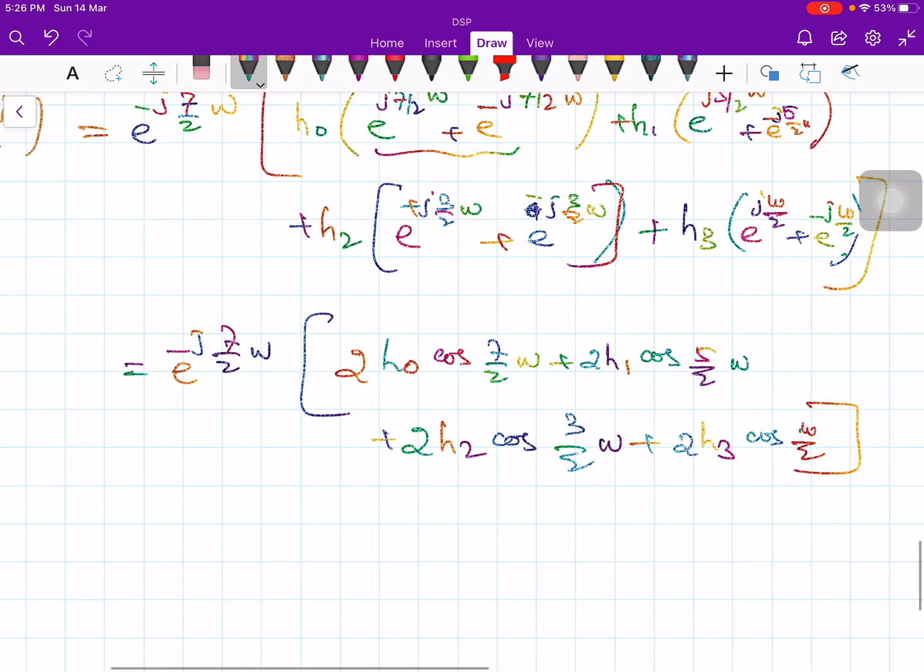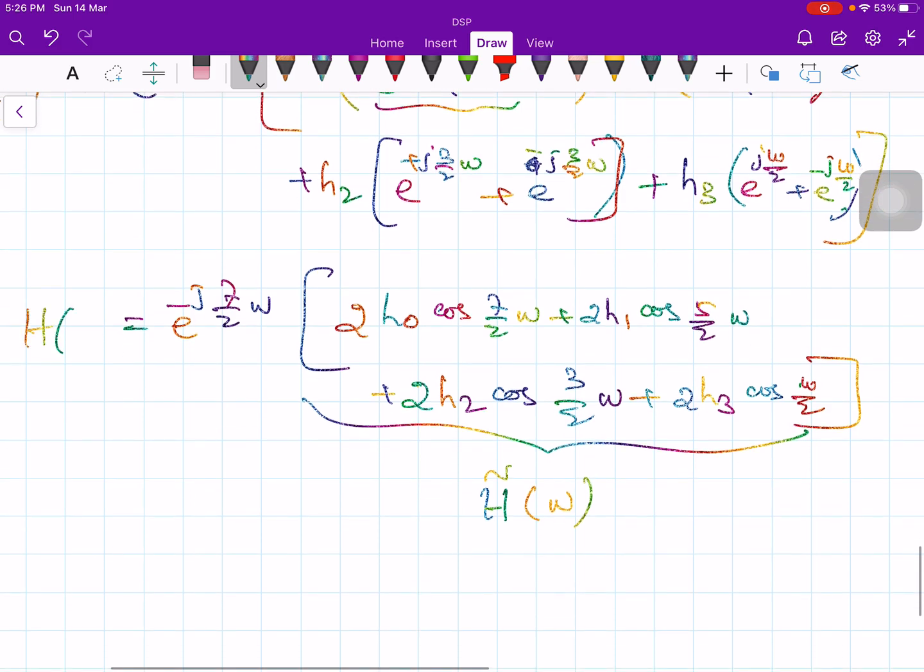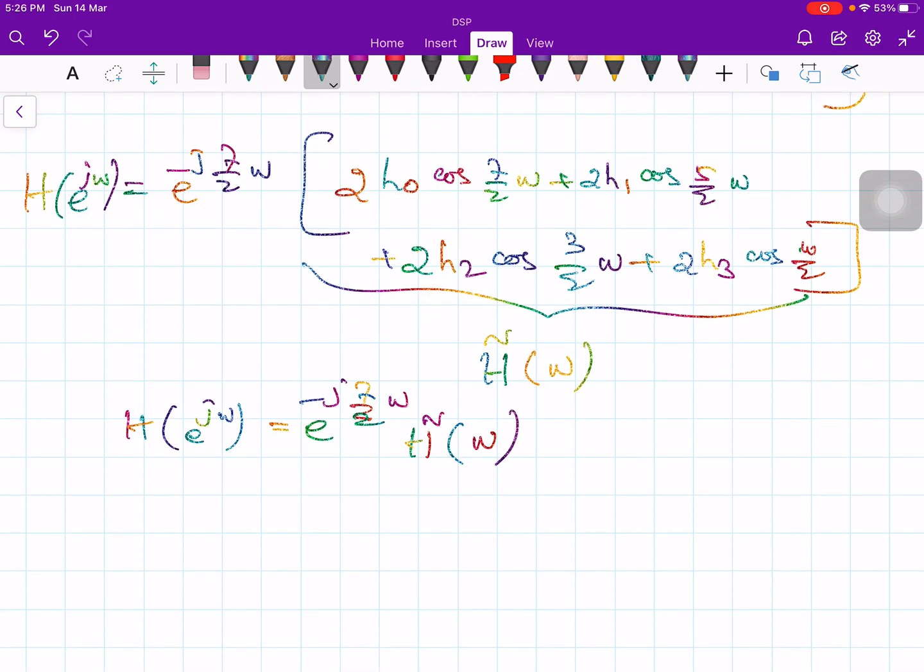Now this is called a pseudo magnitude, that as I said, h tilde; we gave a special symbol for this, h tilde of omega. So on the left hand side, h of e to the j omega is equal to e to the minus j 7 by 2 omega times h tilde of omega. Now this term will give you the linear phase.